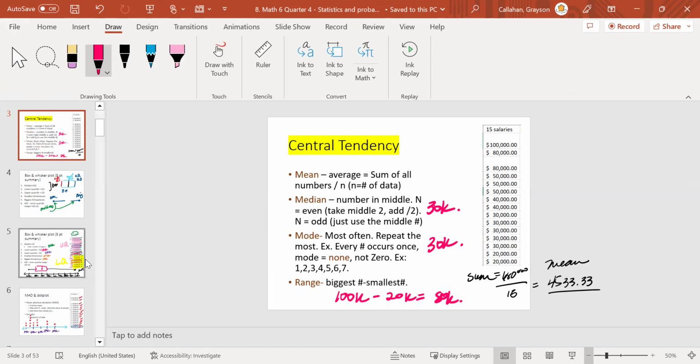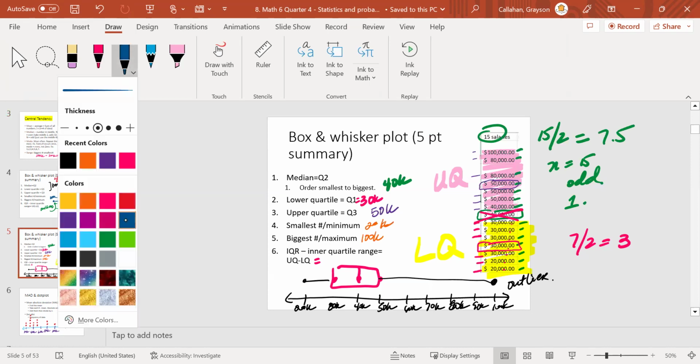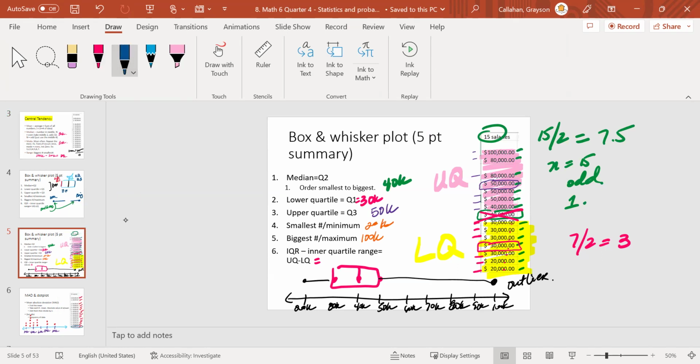Okay. Interquartile range is affiliated with this right here, with the box and whisker plot. Do you understand? What is your interquartile range? Look at the notes. What does your note say for interquartile range? Upper quartile minus lower quartile. Okay, so what would that be? 80,000. 80,000? I don't see 80,000 there at all. What's your upper quartile? 50K and 30K, which is what? 20K.